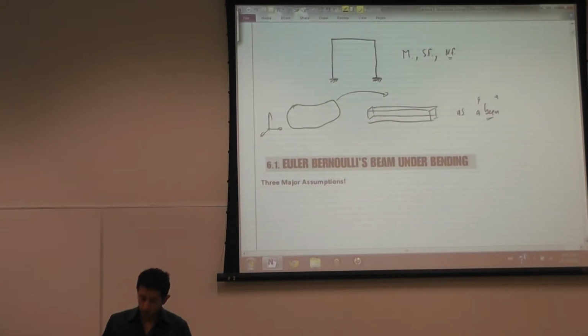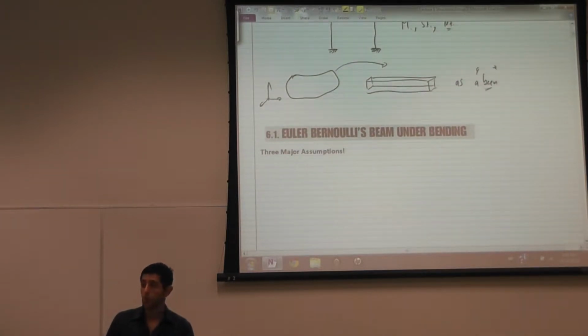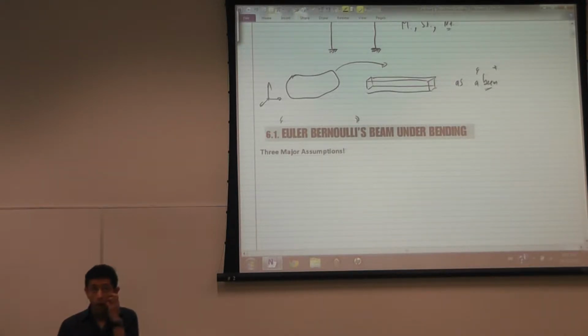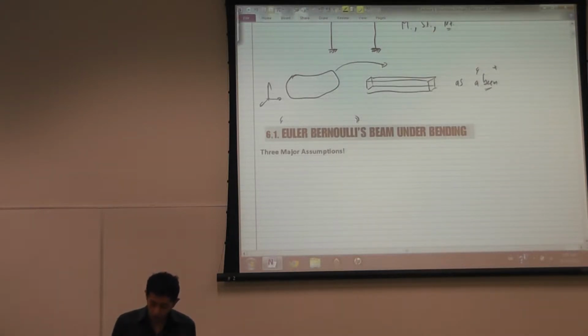And then there are 3 major assumptions. There are 2 types of beams that we're going to cover today. The Euler-Bernoulli beam, which is the basic beam that you analyze in your 372, in your 661. And there are 3 major assumptions that allow us to call a structure a beam. The 3 major assumptions are: 1, small deformations.